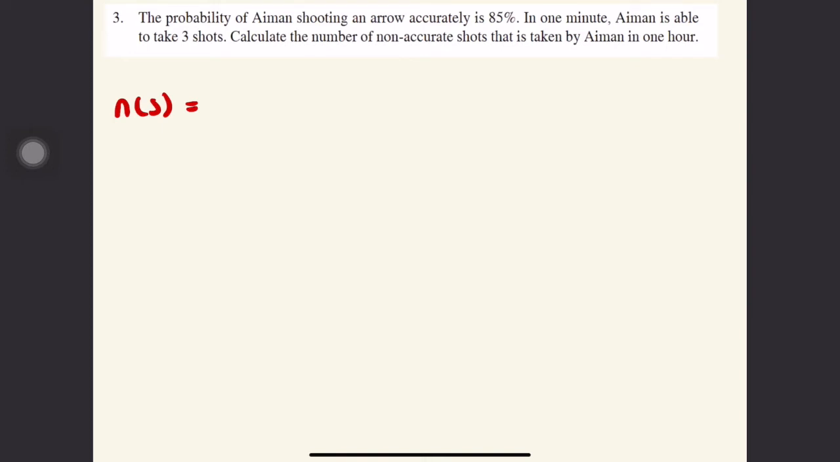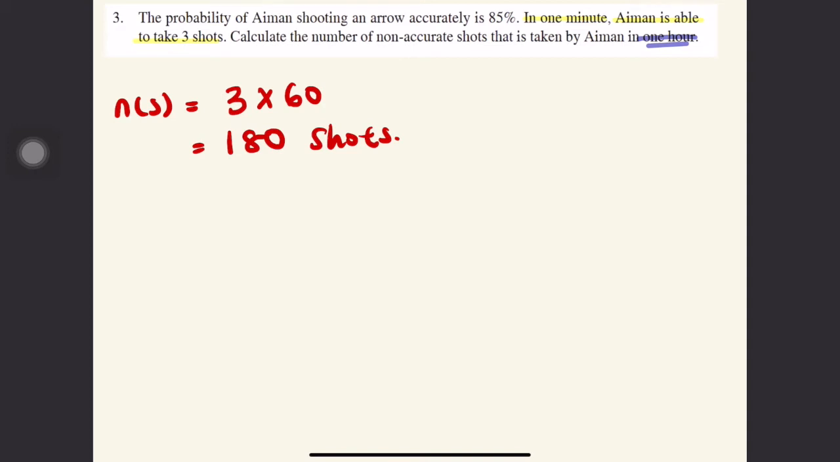The question already mentioned Aiman is able to take 3 shots in 1 minute, and then the question wants us to calculate for 1 hour. We know that there are 60 minutes in 1 hour. So if Aiman is able to take 3 shots in 1 minute, for 60 minutes we times 60. So Aiman is able to shoot 180 shots. We can consider this as our sample space.